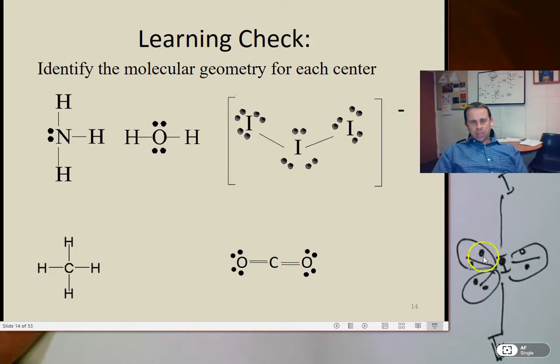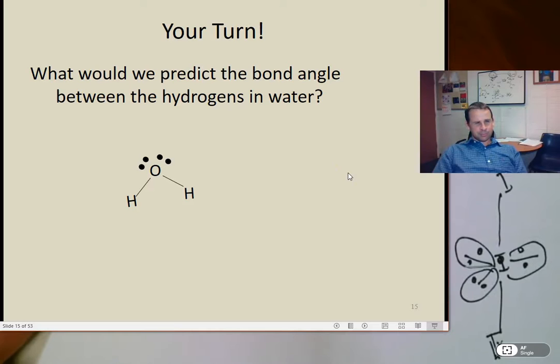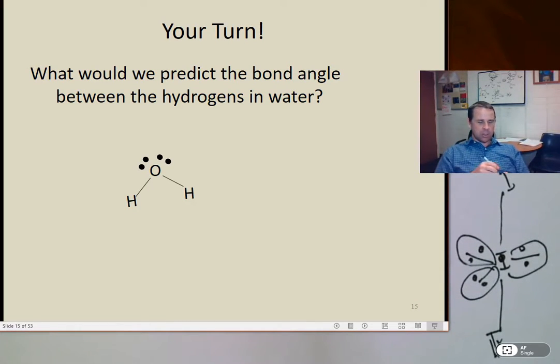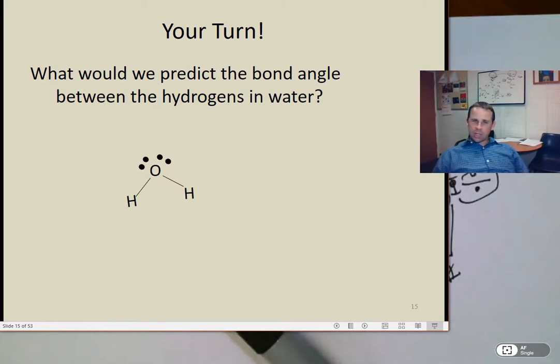Those lone pairs are in the equatorial positions, and we have a linear compound. All right. What would we predict the bond angle would be between the hydrogens here in this water molecule? Take a moment and go check that out. What would you predict the hydrogen angle would be? Okay, hopefully you had a second.